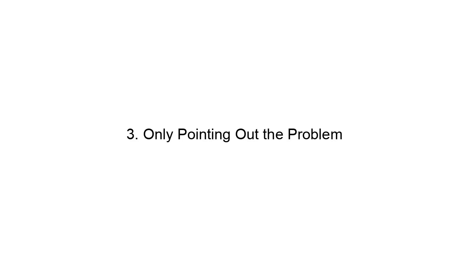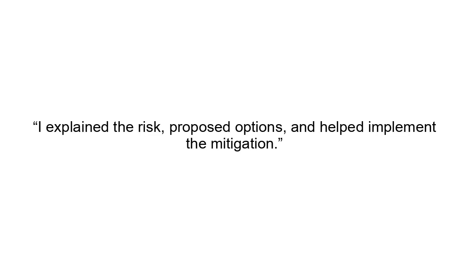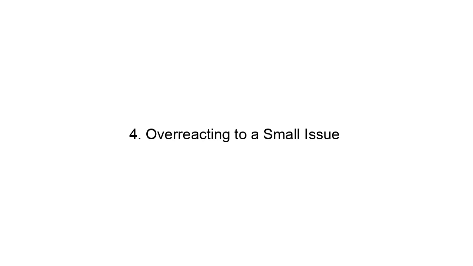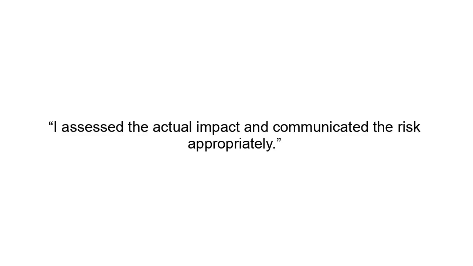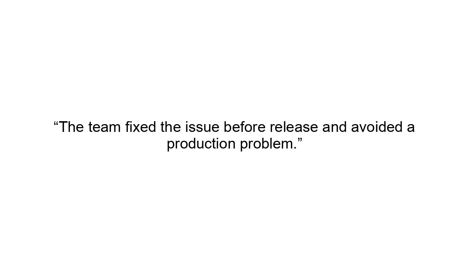3. Only pointing out the problem. Bad answer: I told the team there was a problem. Better answer: I explained the risk, proposed options, and helped implement the mitigation. 4. Overreacting to a small issue. Bad answer: I escalated it immediately as a critical problem. Better answer: I assessed the actual impact and communicated the risk appropriately. 5. No result. Bad answer: The team agreed with me. Better answer: The team fixed the issue before release and avoided a production problem.